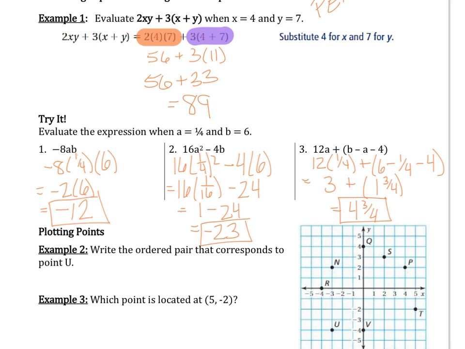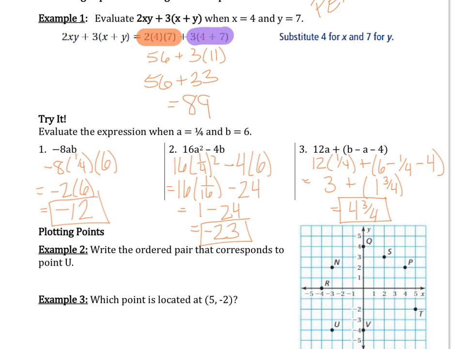All right, for the last one, I have 12 times 1/4 plus, in parentheses, 6 minus 1/4 minus 4. Now, the first thing that has to be done is definitely this multiplication that's happening between the 12 and the 1/4. So 12 times 1/4, so 12 divided by 4, it's going to leave us with 3.